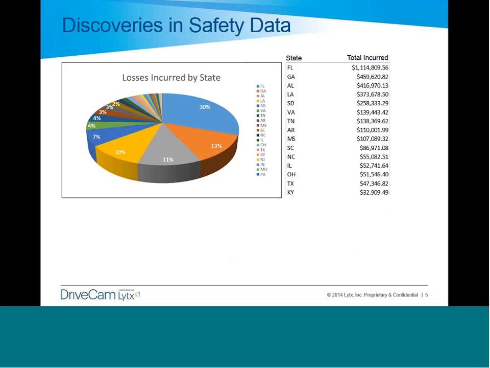Next is figuring out location. So this is really to just get a picture of where, if you are going to deploy a pilot program or trial program for one of your safety partners, where to deploy that program. So here we see that Florida and Georgia are incurring the most costs by the state, so that might be good locations to look at for a trial program and test the expected ROI from a safety partner.